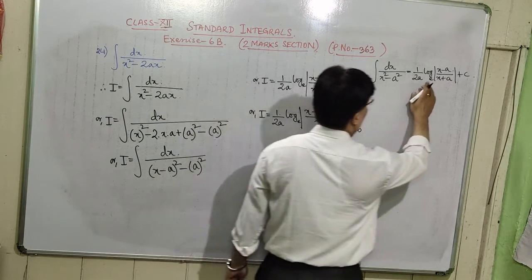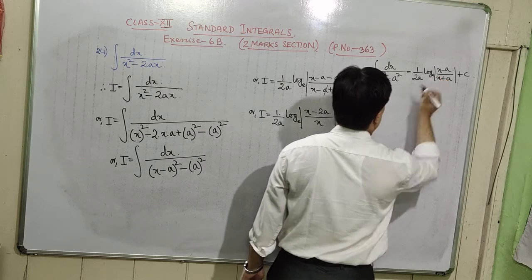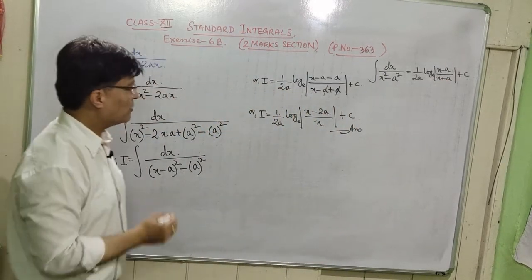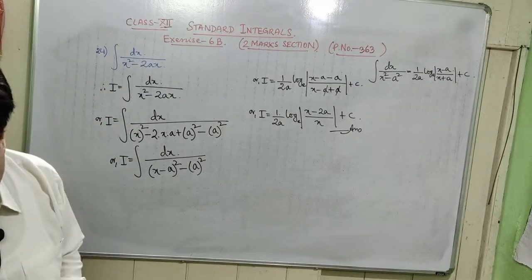So this is the formula, right? Here this base is e. So I think you have understood it. So you can copy it. Now we'll do the next question.